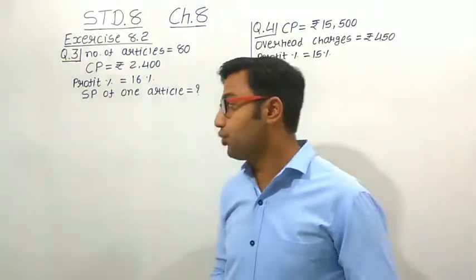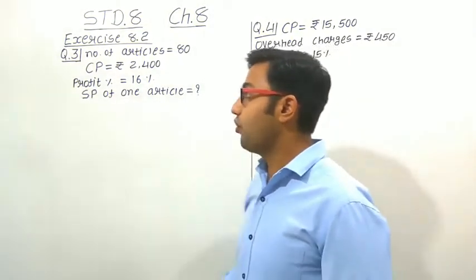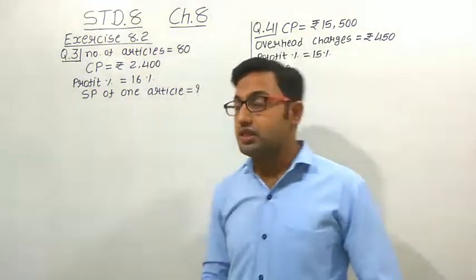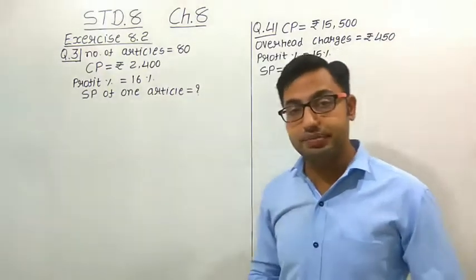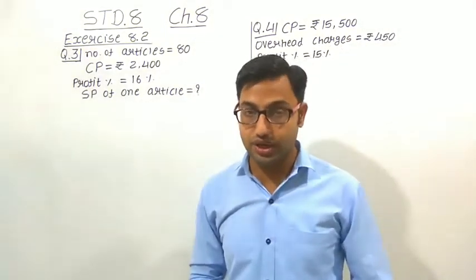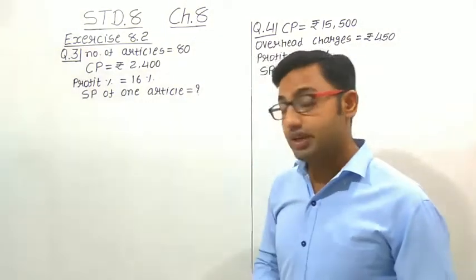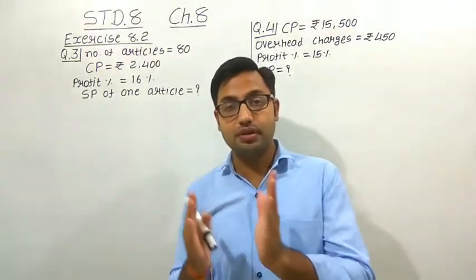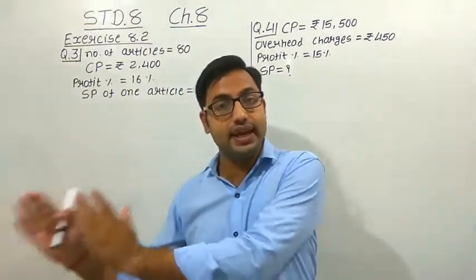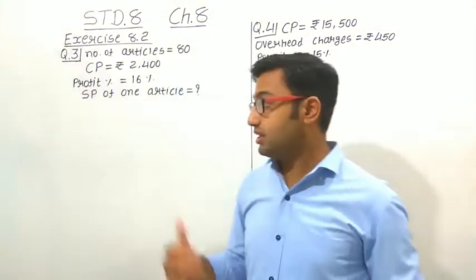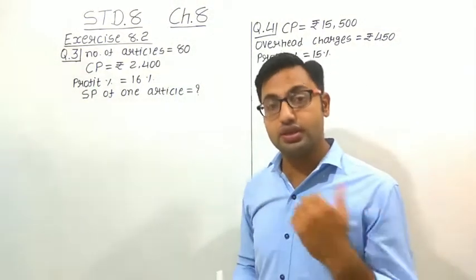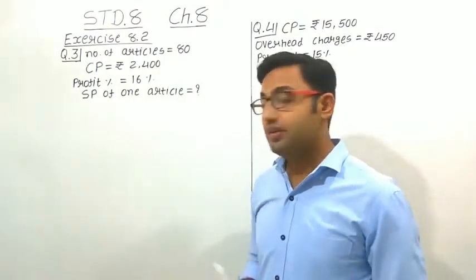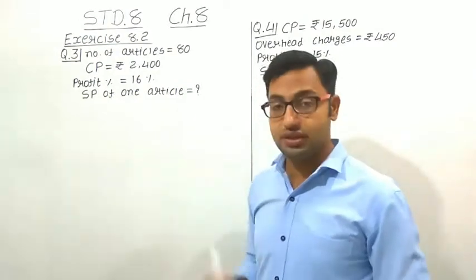Hello students, today we will study question number 3 of exercise 8.2. This is from the topic of standard 8, chapter number 8, comparing quantities. In the previous class we studied the basics of cost price, selling price, profit, loss, profit percentage and loss percentage. Let us see how we can use all these quantities, right? All these things we are using in this question.